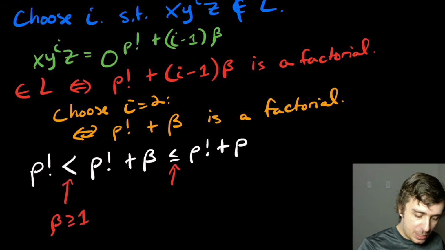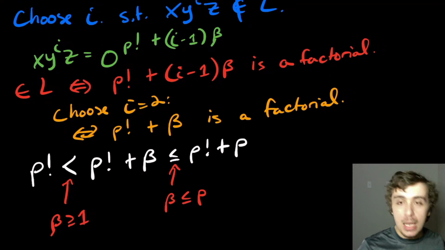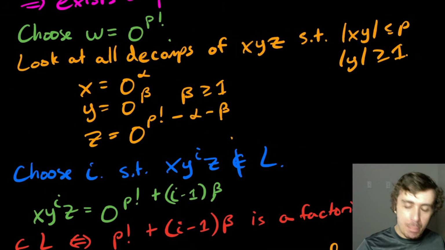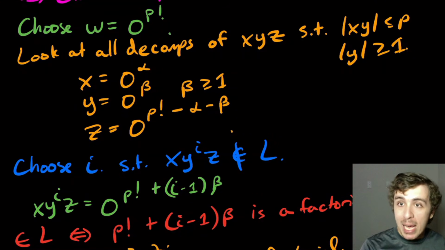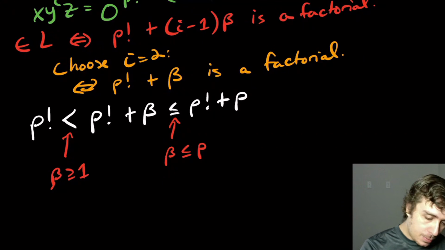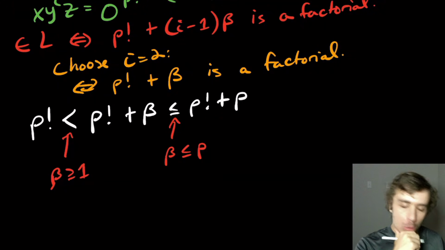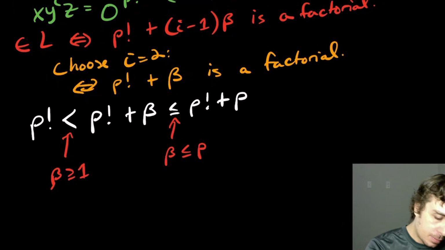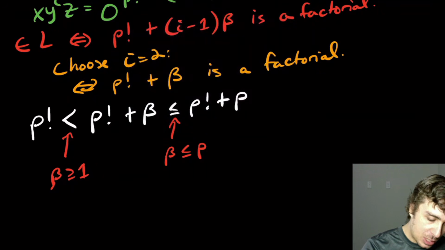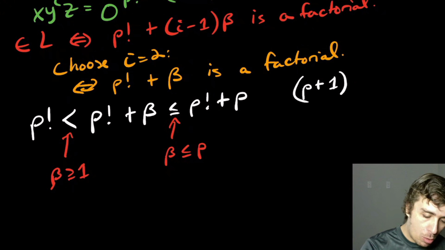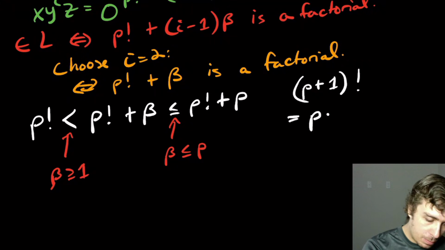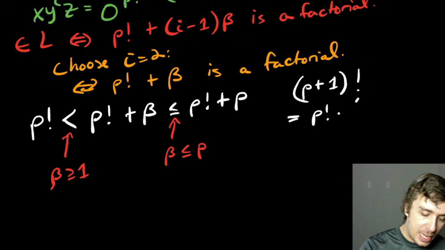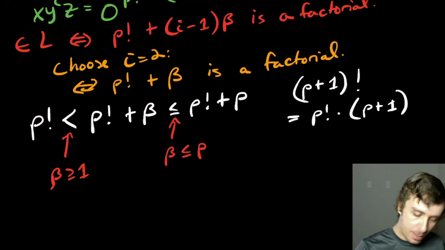And you may say, okay, where did that come from? Beta is at most p. Well, the condition of x, y's length being at most p, way up there on the right, effectively says that the length of y is at most p, because x can't subtract anything out of the length. So that's at most that. Well, what is the next factorial? That's going to be (p plus 1) factorial, which is equal to p factorial times (p plus 1). That's just what it's defined to be.